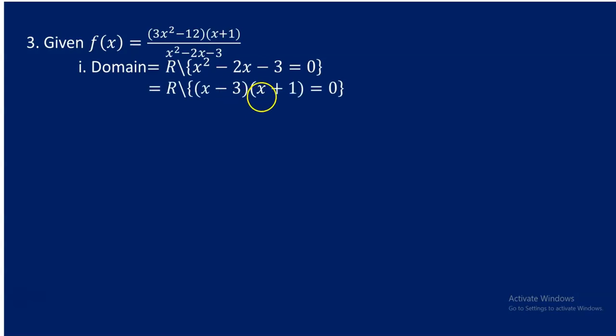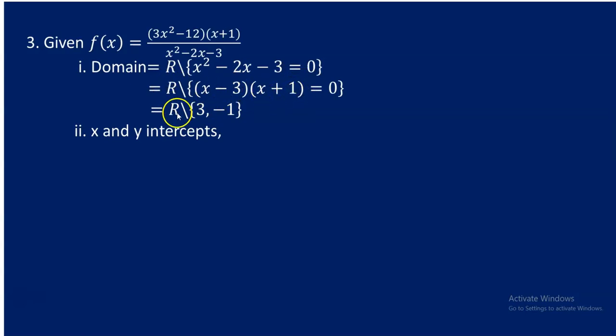Just think of two numbers whose sum is minus 2 and whose product is minus 3. The numbers are minus 3 and 1. The sum of minus 3 and 1 makes minus 2, and the product makes minus 3. So let's look for those values that can make this 0. Clearly, it is 3 that makes this 0, and minus 1.